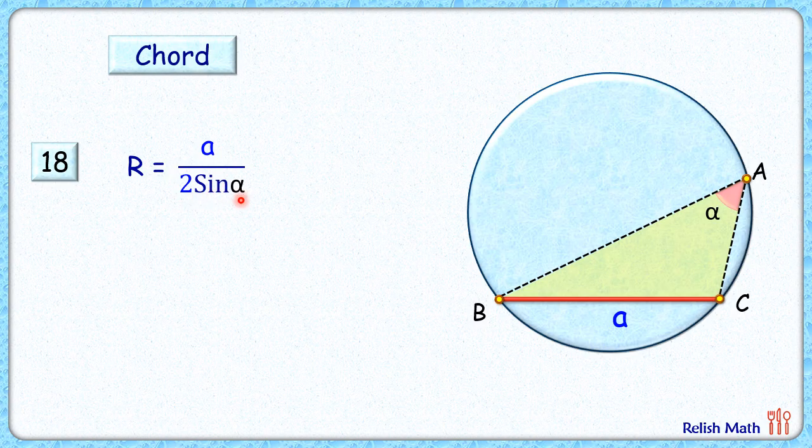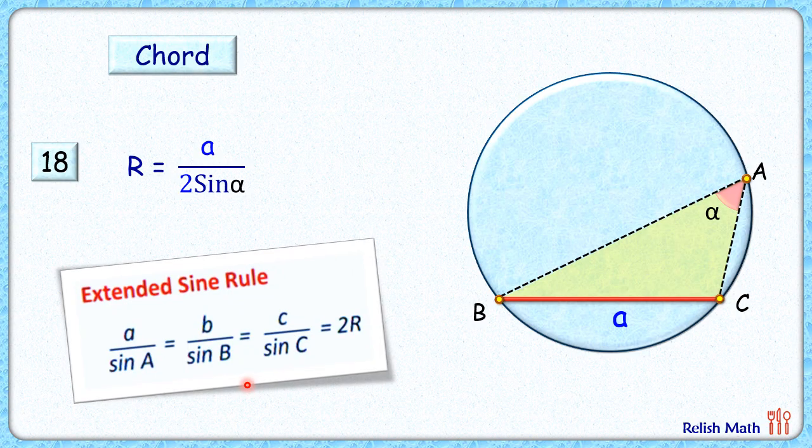Well, this formula is actually an extended version of the famous sine rule. In this sine rule, a upon sine A is b upon sine B is c upon sine C. That's what we use for triangles, and this r is the circumradius for that triangle. So here, for this yellow triangle, if we take a upon sine A, which is a upon sine alpha, that equals 2r. R is your circumradius, and using this extended sine rule, we can get the radius of this circle as a upon 2 times sine alpha.